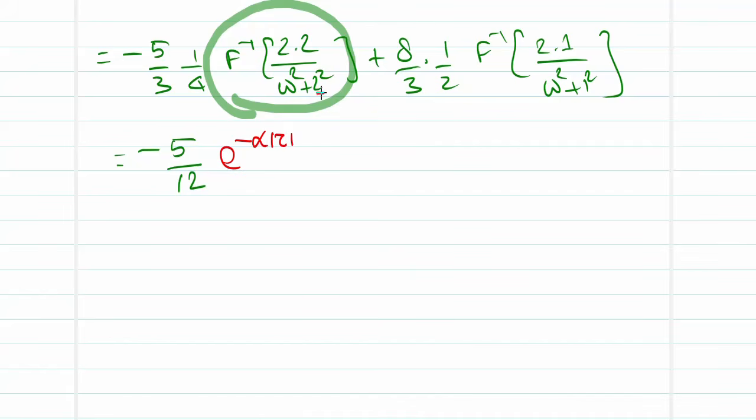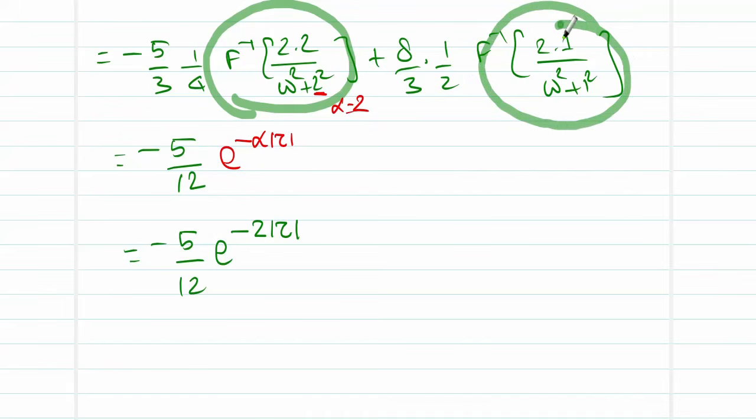So what is going to be alpha for me? In the first factor, alpha is 2 for me. So I have this to be equal to minus 5 by 12 e power minus 2 into modulus of tau. Similarly, for the second factor, I will be having my alpha as 1. So this will give me the quantity as plus 8 by 3 twos are 6, e power minus alpha, which is equal to 1, times modulus of tau. So this is my Rxx of tau.